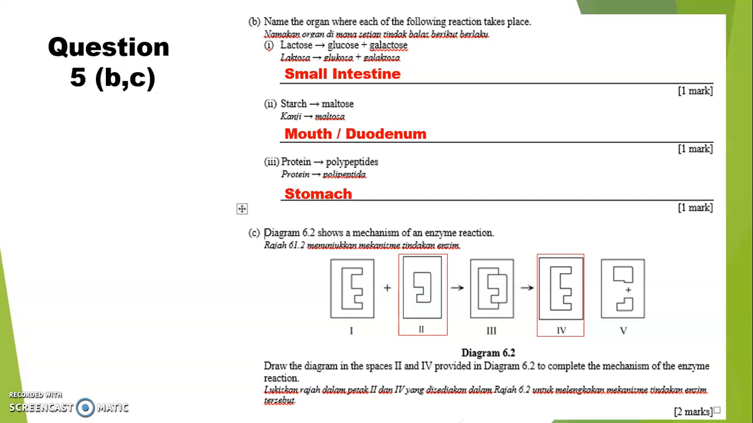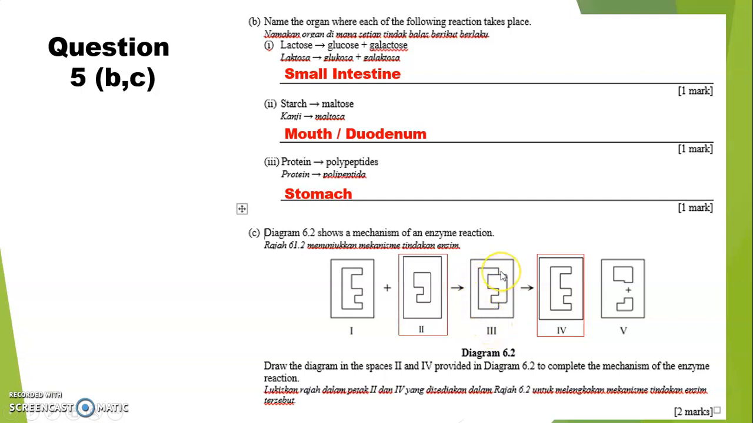The key is represented by the substrate, while the lock is represented by the enzyme. So this refers to diagram 1, the enzyme. The enzyme reacts with the substrate, so you have to draw the substrate which fits the enzyme. After the reaction occurs, it will form an enzyme-substrate complex. So the third one is the enzyme-substrate complex.